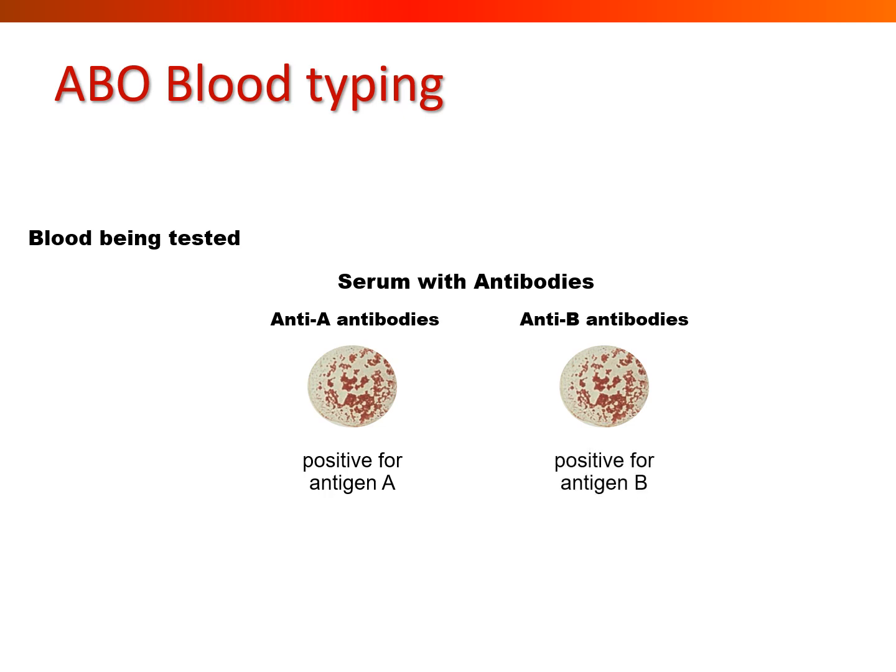So when we see this sort of reaction, agglutination with both the anti-A antibodies and the anti-B antibodies when we drop our blood being tested into either one of these serums, then that tells us that what we're looking at is blood type AB. Let's look at another one.